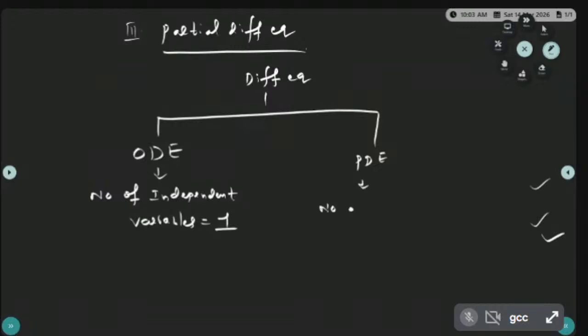Number of independent variables. What have I written? Less than or equal to 1, and greater than 1. Number of independent variables more than 1. That is the difference between ordinary differential equations and partial differential equations. In ordinary differential equations, the number of independent variables is 1. In partial differential equations, the number of independent variables is more than 1.